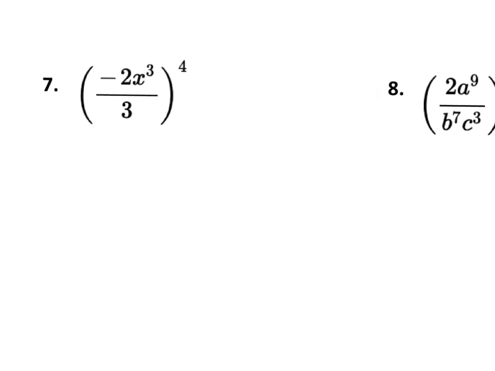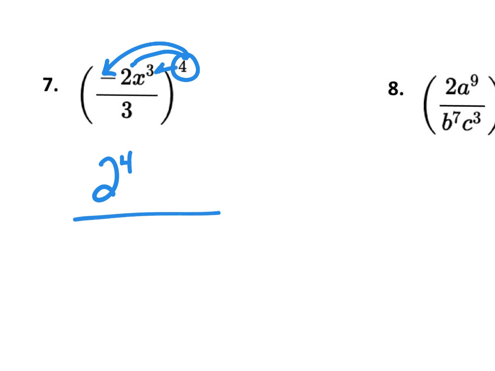Okay, for number 7, we'll take the exponent of 4. 4 negative signs, it's an even amount, they would be gone. We'd have 2 to the 4th in the numerator. There's already a 3 on the x, so that's going to become x to the 12th. And then the denominator will become 3 to the 4th.